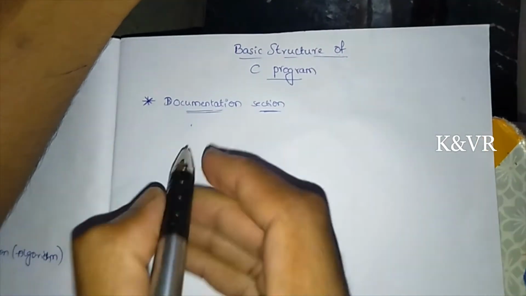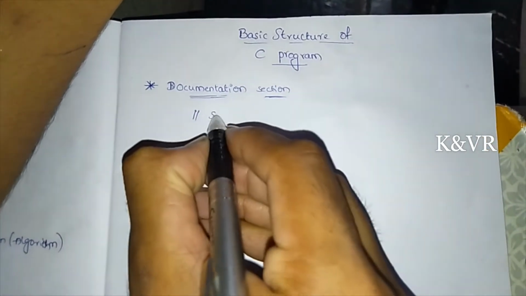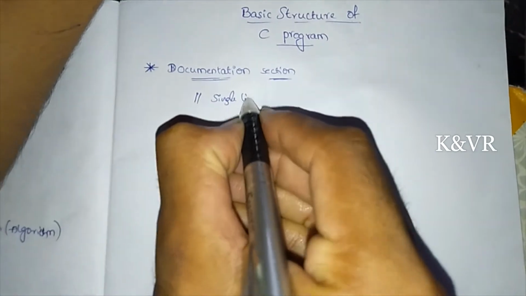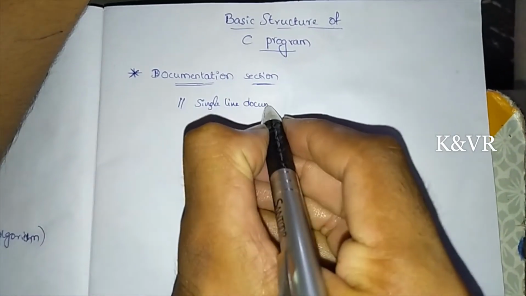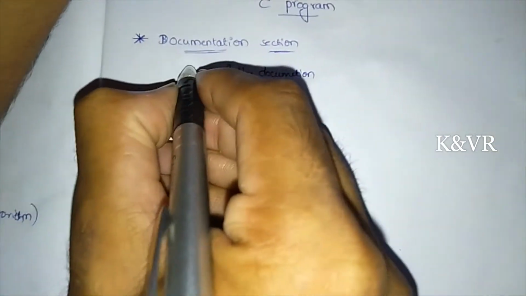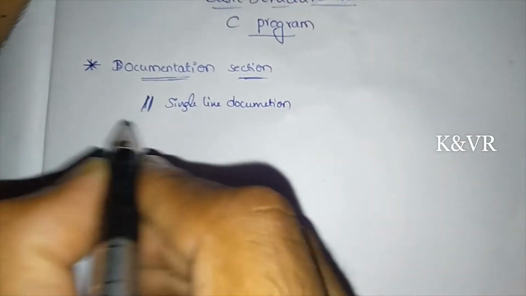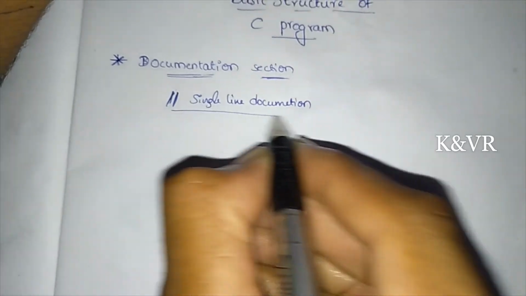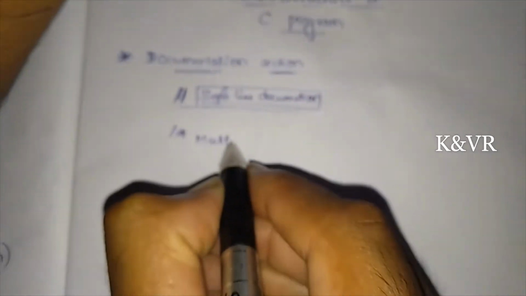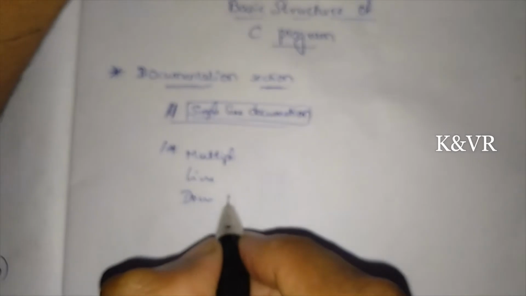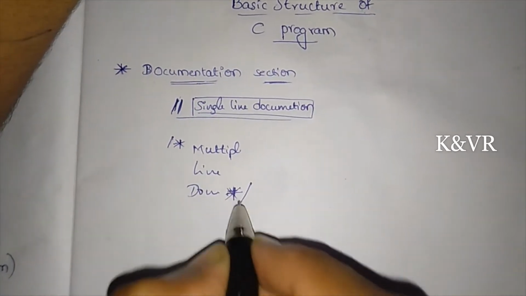There are two types of documentation. One is single line documentation. This is the single line documentation. By using two slashes, we can keep this full statement in the documentation section. And the other is the multiple line documentation section. This is the multiple line documentation section.